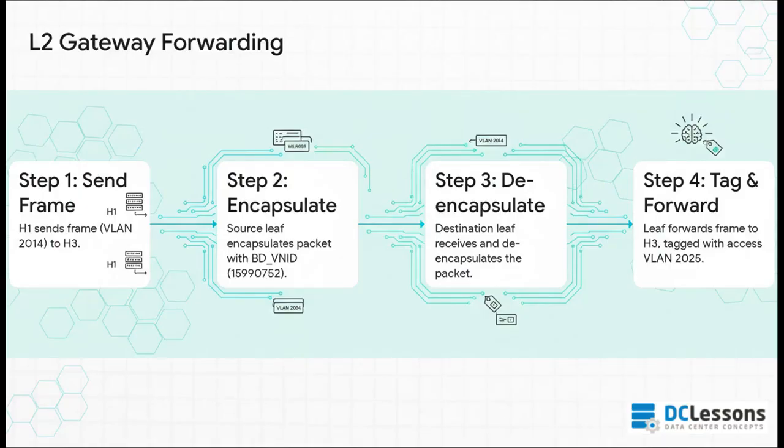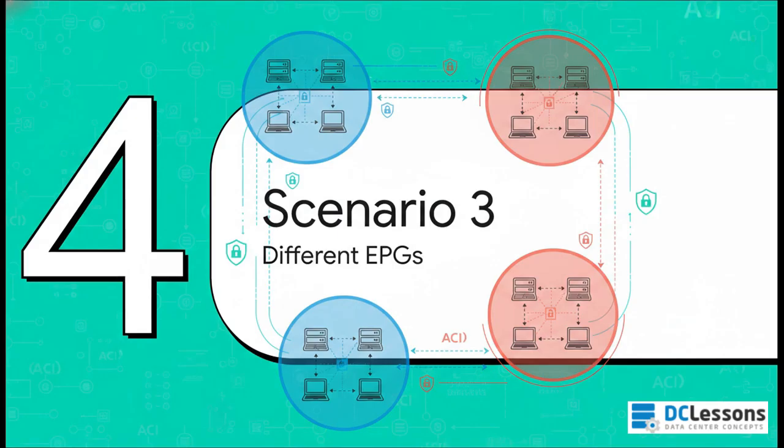So the big takeaway here is that the fabric itself doesn't care about your local access VLANs. The forwarding inside the fabric, using that BD_VNID, is exactly the same. All that VLAN translation magic, that happens at the edges, on the leaf switches. It's the destination leaf's job to know the right VLAN for its connected endpoint and tag the packet correctly on its way out.